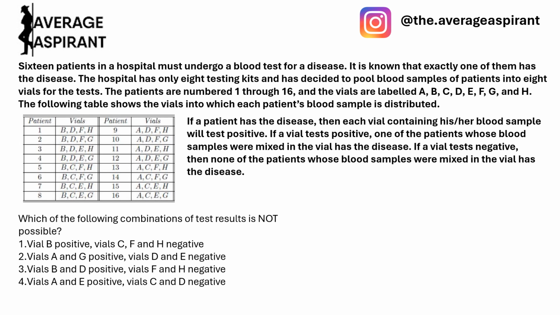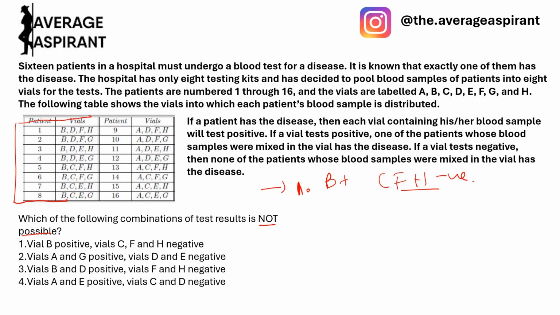Which of the following combinations of test results is not possible? So we'll see the first one. B is positive, C, F, H is negative. So if B is positive, I'm just seeing the first option first, okay? So if B is positive, then these people will have the disease.